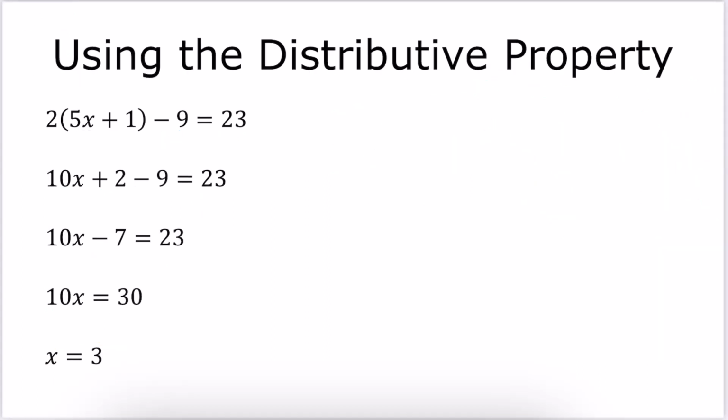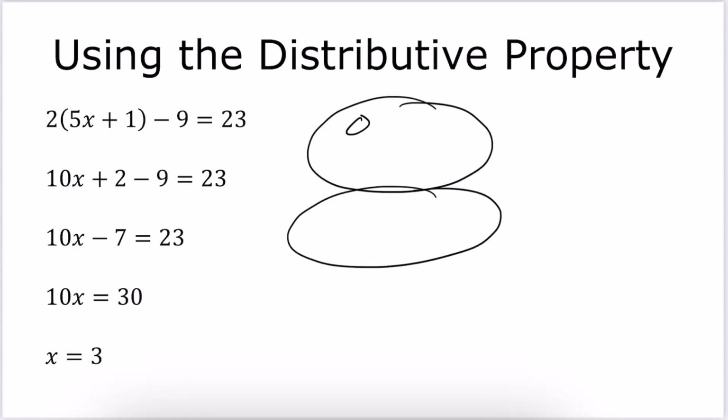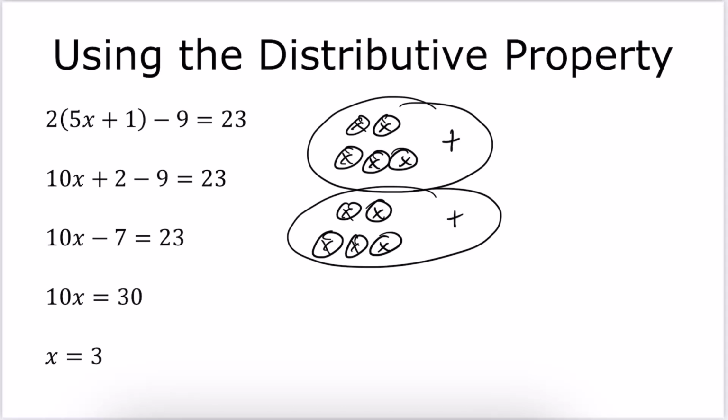So what that would look like is if I start off with the same picture, so I have two groups, each group has 5 x's in it. So I'll sketch this out really quickly. So I have 5 x's in both of these, and then a positive 1 as well. And then my 9 negatives, so 1, 2, 3, 4, 5, 6, 7, 8, 9 negatives. And this is equal to 23.